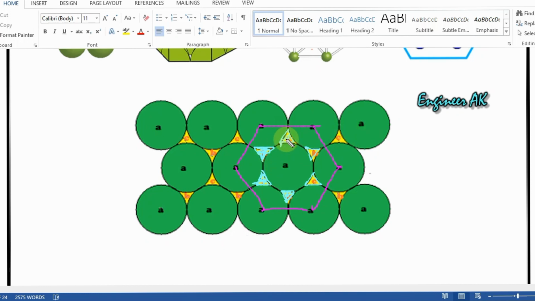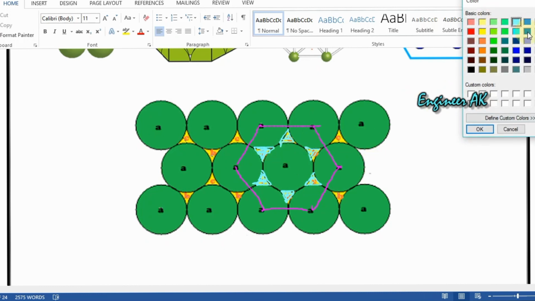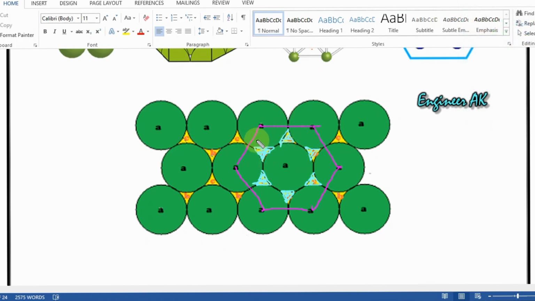And let me color it a bit so it will be visible to you clearly, right? So there we can see these kind of triangles here. Now what they have done is, as in the previous diagram we have seen, after the hexagonal layer they have placed three atoms over this hexagonal structure, right?